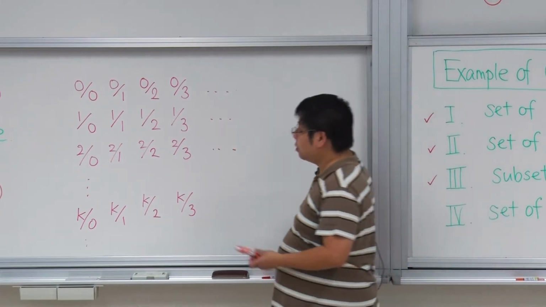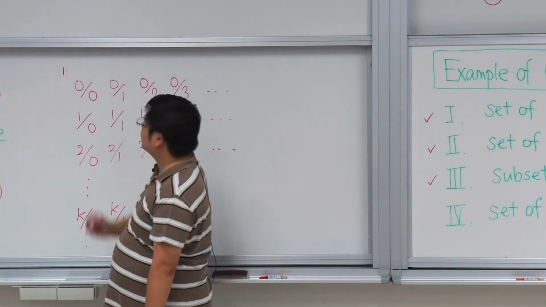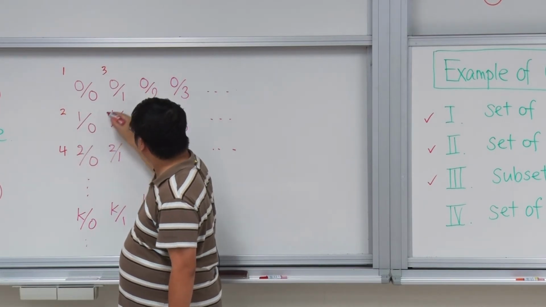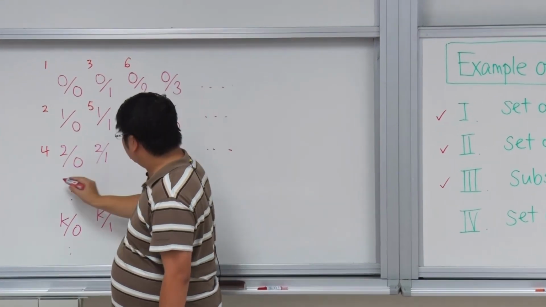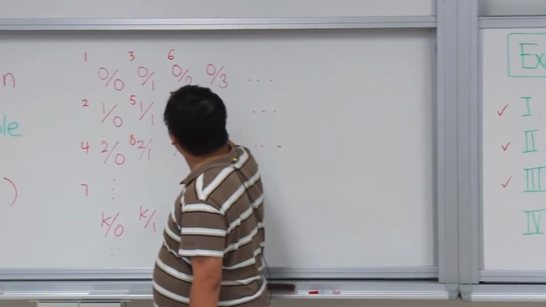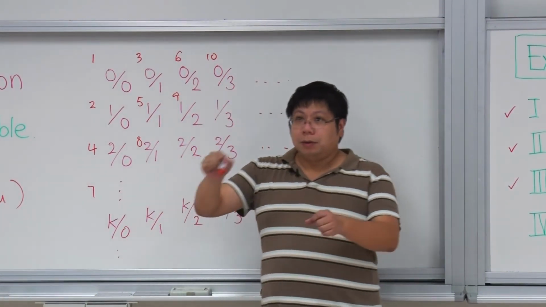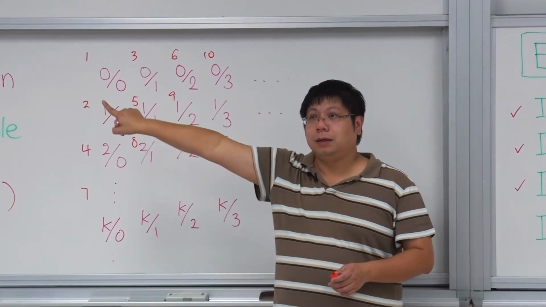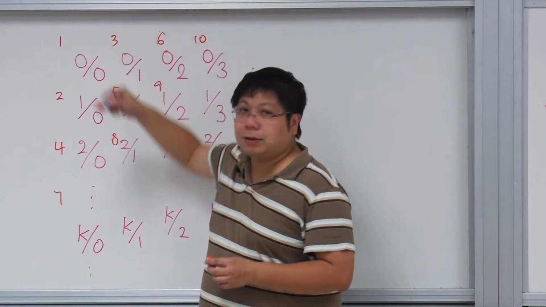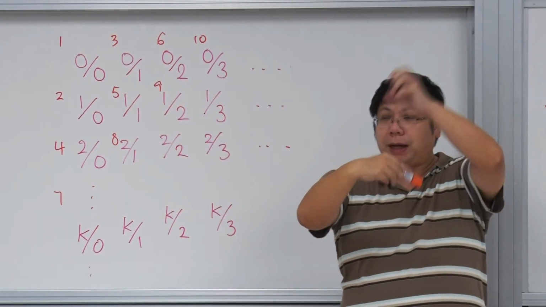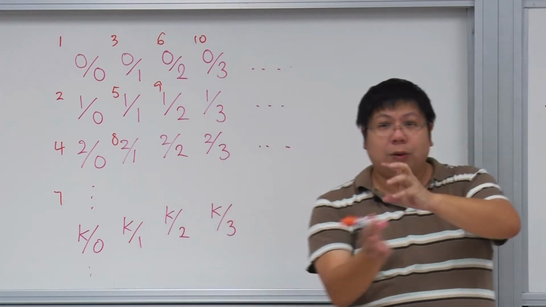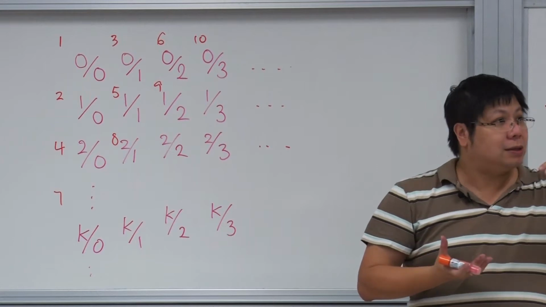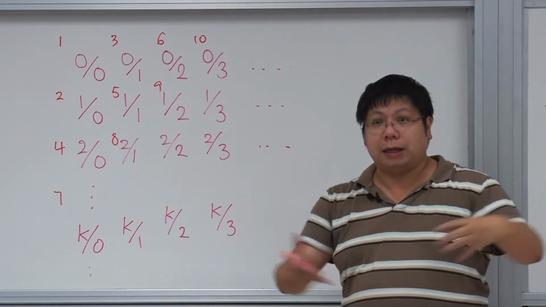Then what we are going to do, we're going to list this as 1. This is 2, 3, 4, 5, 6, 7, 8, 9, 10. Is that okay? We are going to list them out like this. So we list out all the things so that the top part and the bottom part add up to 0. And then we list out all the things so that the top part and the bottom part add up to 1. And we list out all the things so that the top part and the bottom part add up to 2, and so on and so forth.